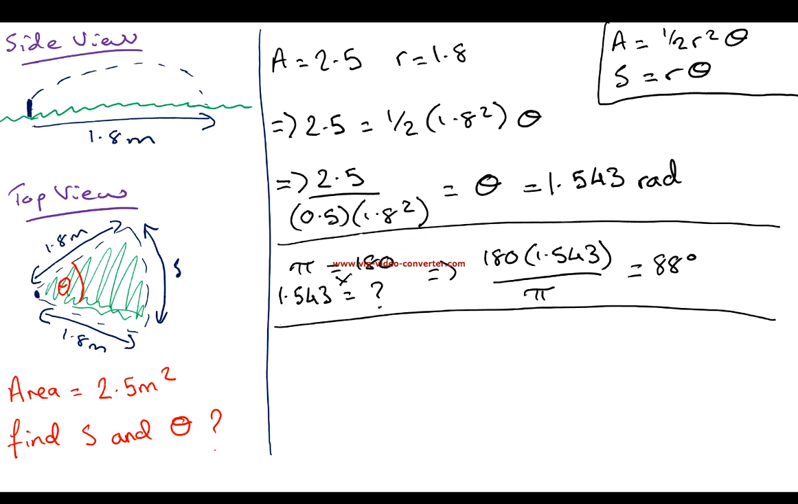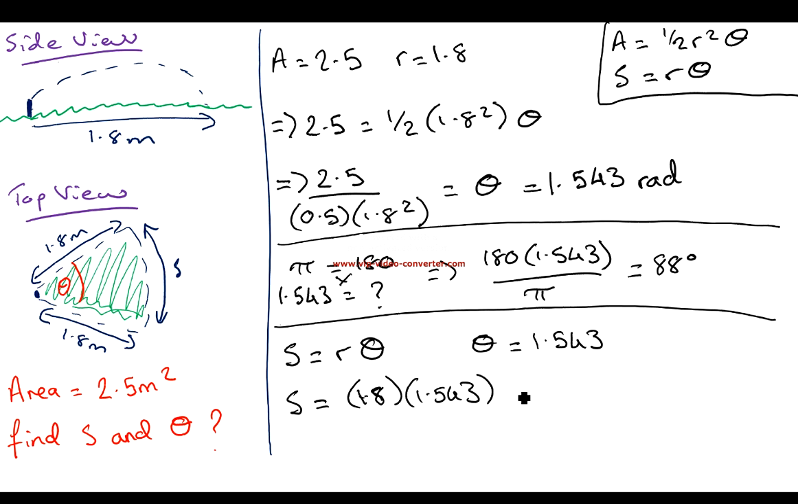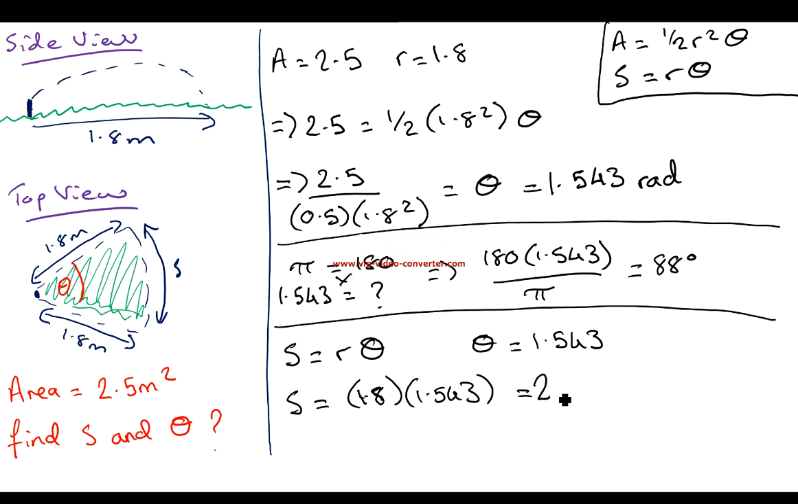Finally, if you want to find s, well, we know r and theta. Now we must use theta when it's in radians, so we say s equals r theta. We're using the theta value of 1.543, because remember, these two equations must be used in radians. So s equals 1.8 times 1.543. That gives you an arc length of 2.78 meters.